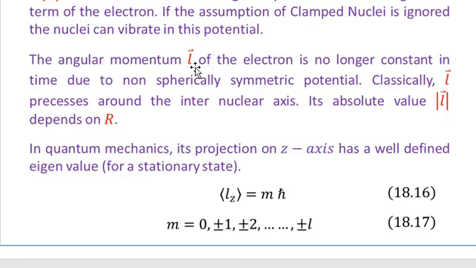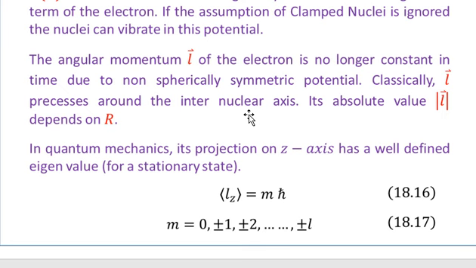So you see that this angular momentum L of the electron is no more constant with time because of the non-spherically symmetric potential. And second, according to the classical picture, the angular momentum L will precess about the internuclear separation z-axis. In principle, L will precess if L is away from the z-axis.